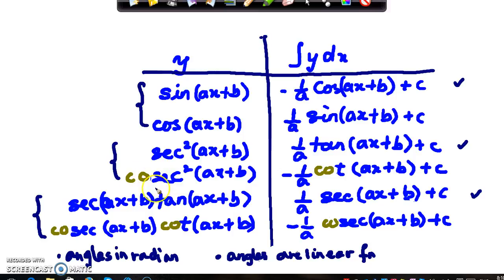Now also, for the last 2 pairs, the reason why I pair them together is because they are related functions. Secant square and cosecant square are related. Tangent and cotangent. So if you remember the first one, you remember the second one. The only difference is the negative sign. Similarly, for the third pair, secant tangent is related to cosecant cotangent. So the answer also is related. Secant is cosecant. Again, the only difference is the negative sign.